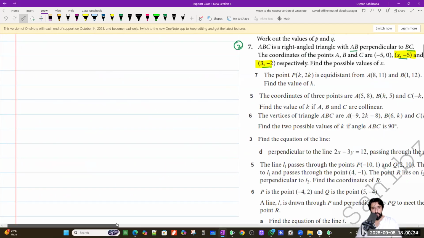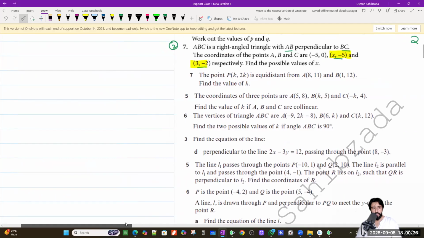We'll do question number, this one, 7. This 7. We have 2 points, A point and B point.